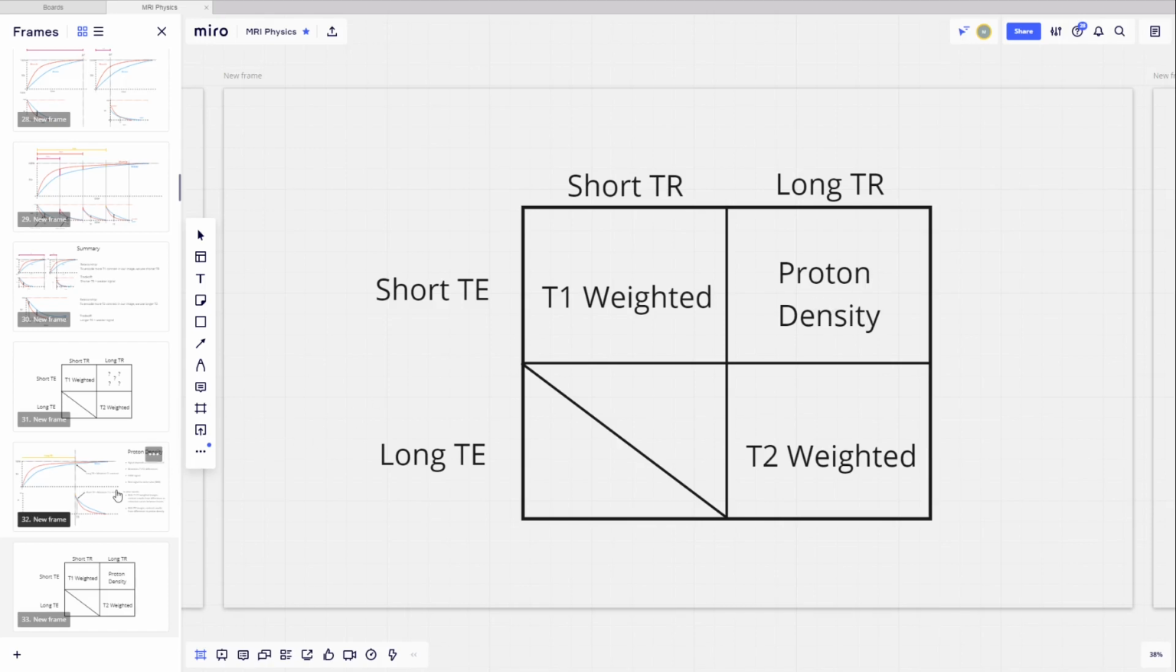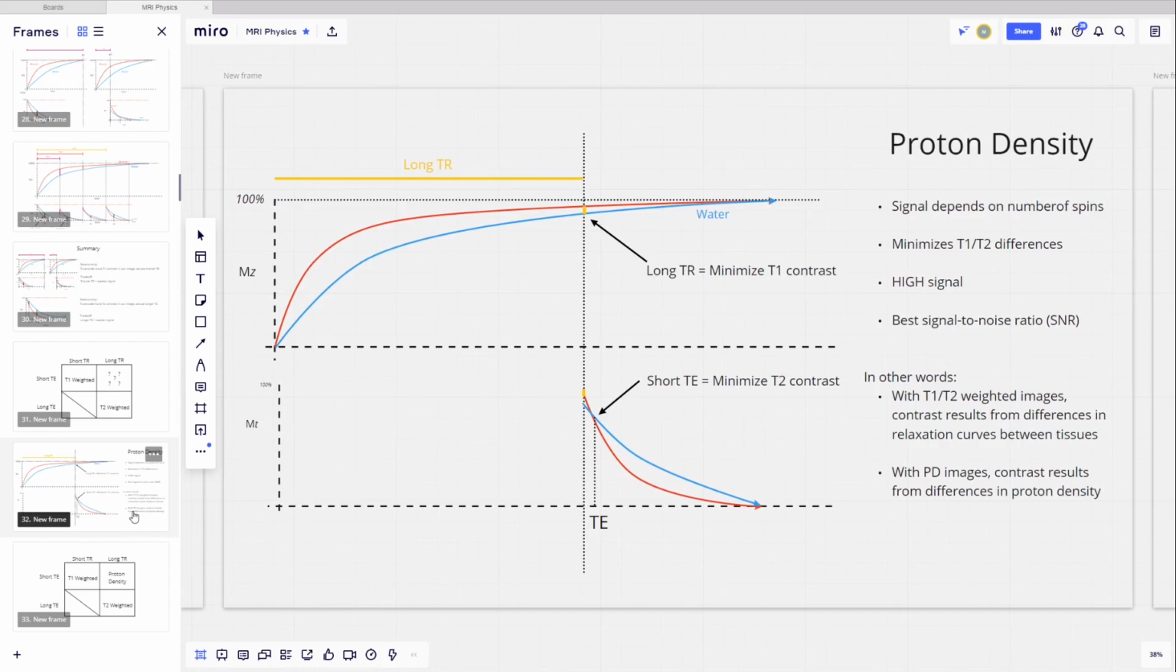What's that going to look like? So this is proton density. Basically, short TE, long TR. Long TR, we just looked at, you're minimizing your T1 contrast. Short TE, we also just kind of looked at, that's where you're minimizing your T2 contrast. Okay, right here and right here.